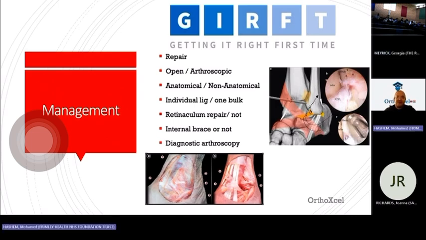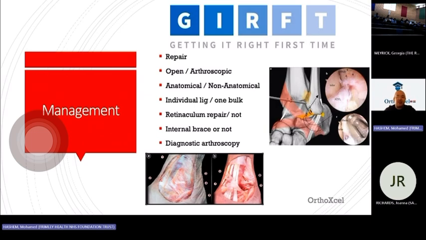Will I repair or not? Definitely I will repair. Open or arthroscopic evidence doesn't show a big difference, except for less infection and fewer wound problems with arthroscopic, which is very expected. Anatomically or non-anatomically, I will show you the evidence. Again, anatomical is our first choice. If there is no option for anatomical because the tendon has completely gone, or it is pathological, or I have anything stopping me doing an anatomical repair, I will go for non-anatomical.